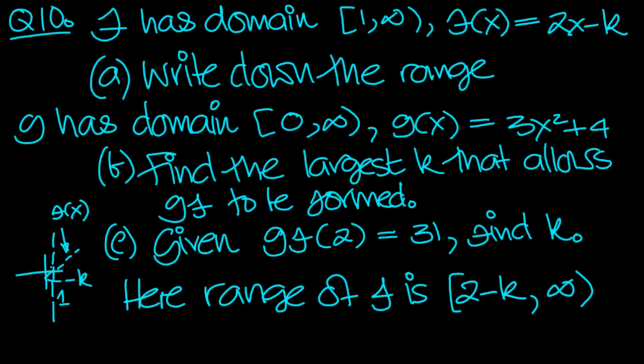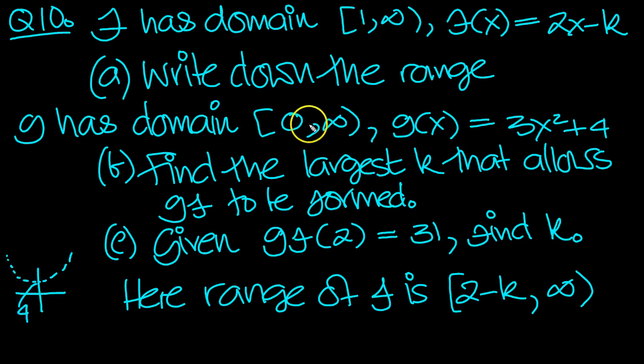g has domain 0 to infinity, and g of x is equal to this. So I'm going to do a little sketch of g now. I've done f, so let's get rid of that. It's 3x squared plus 4, so that's a quadratic U-shaped curve, like so. And there's the value 4. But it's only defined on the positive side, 0 to infinity, from here forwards. So all of this part of the sketch is not to be included, is it?